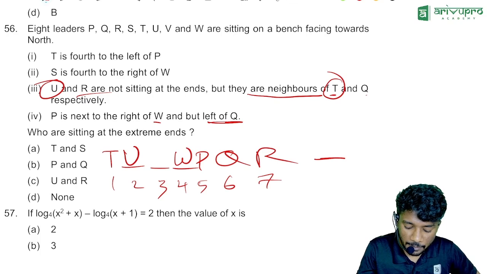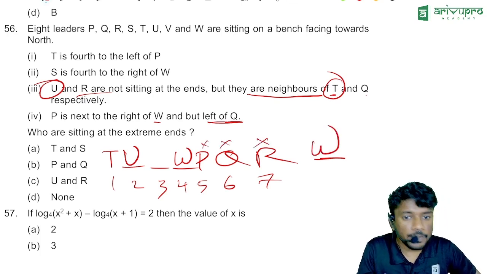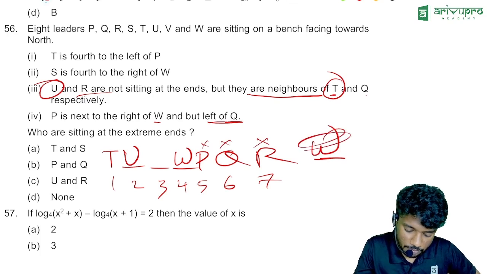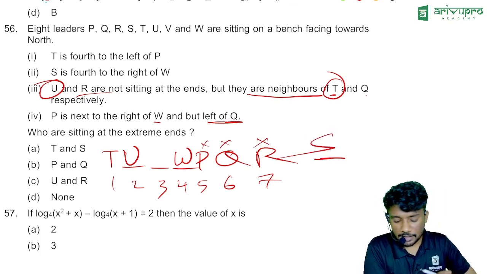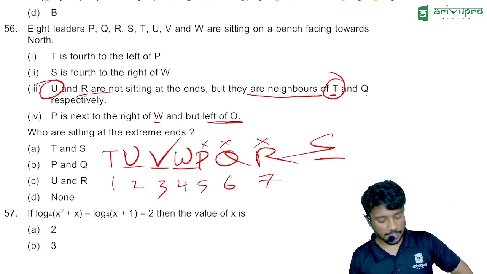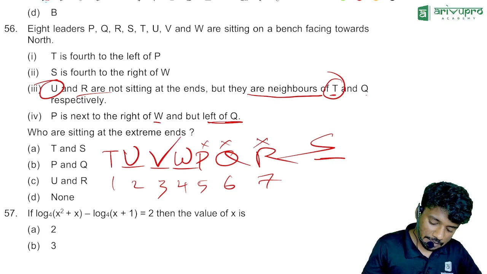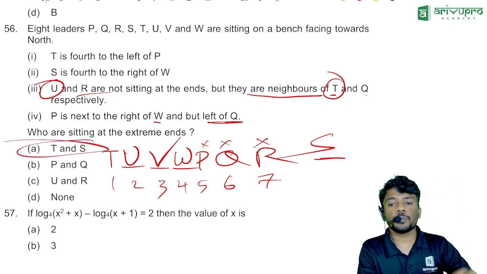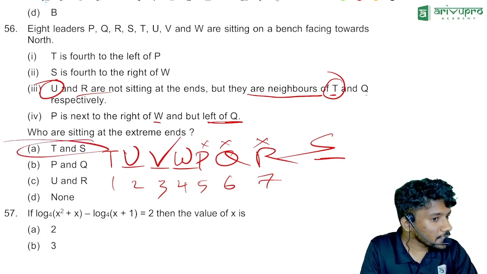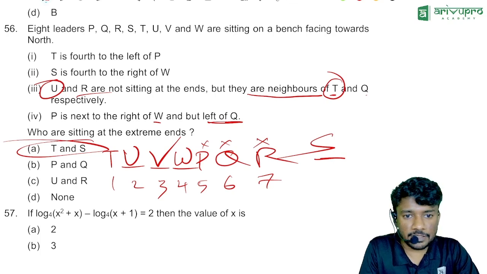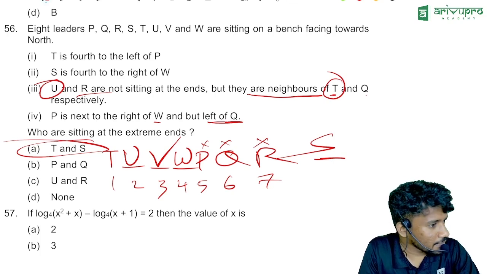4 to the right of W. 3 people are there. 1, 2, 3. Then W. Correct? Then who is remaining? V or yes. What is the answer? T and yes. Option A. Got it? If there are too many things, we will get the answer no matter what.